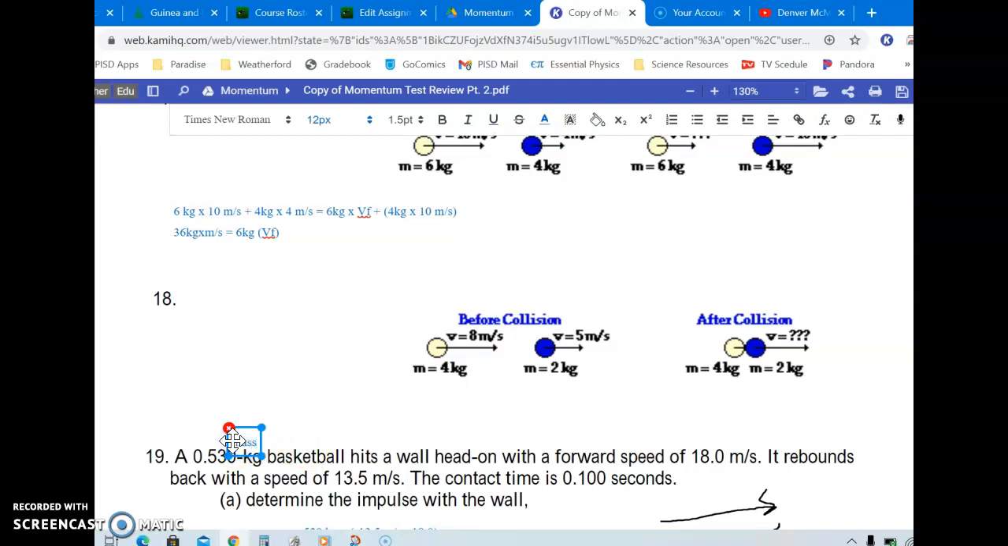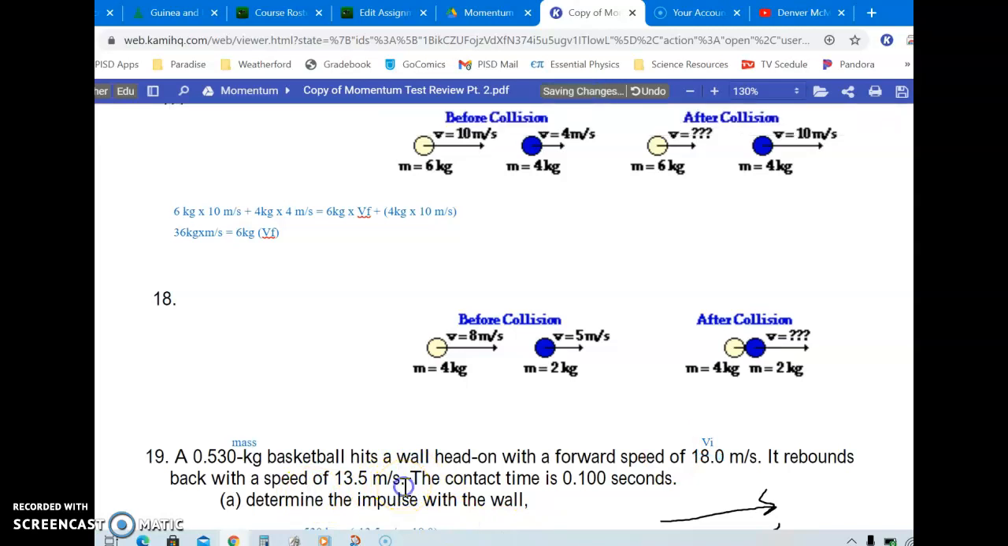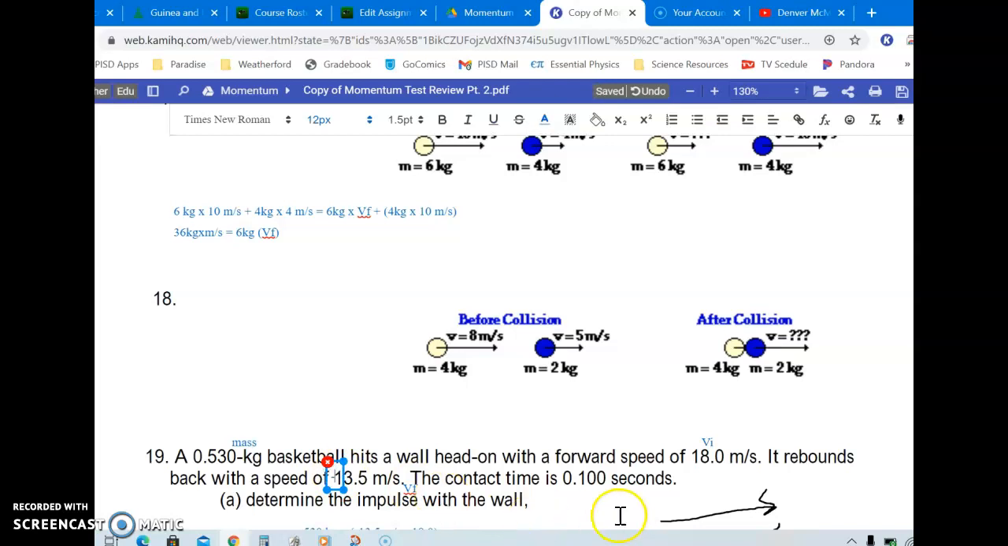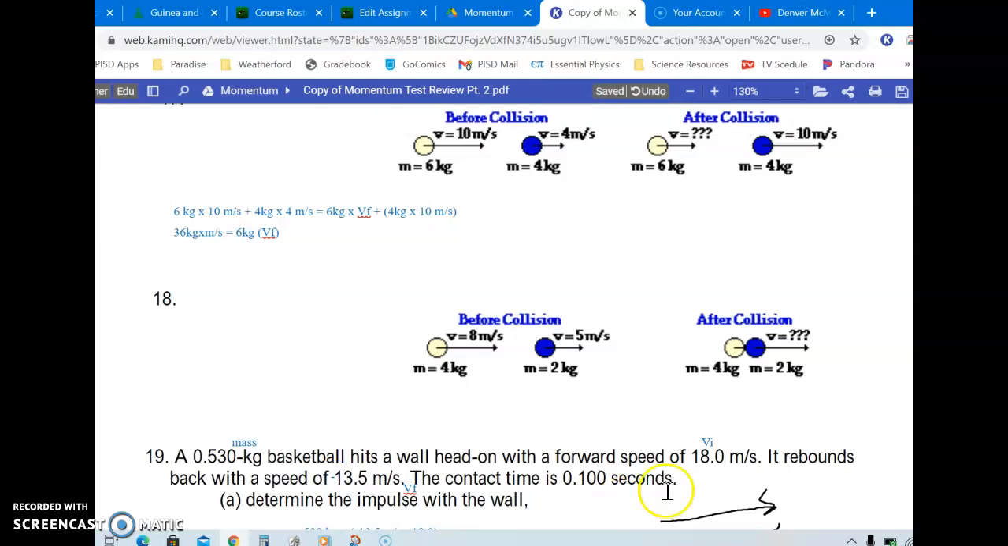So we know our mass. We know how fast it was going into the wall, which would be our initial velocity. And we know this number, it bounces off at a speed of 13.5. That's going to be the final velocity. And just for the record, since it's bouncing off and rebounding, it's going in the opposite direction. So that is going to make that a negative 13.5 meters per second.